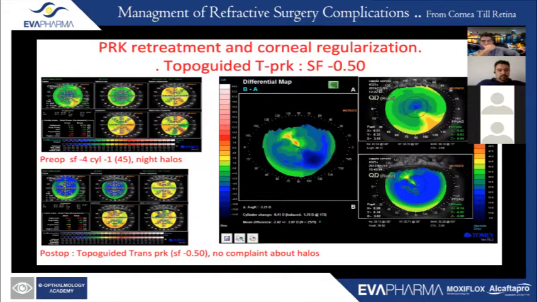This is another case in which the ablation was not only decentered, but I also have some scarring. This patient was treated with an old laser. In these cases, the topo-guided trans-PRK allowed me to enlarge the optic zone and also to have an asymmetric ablation which made the cornea now very even.